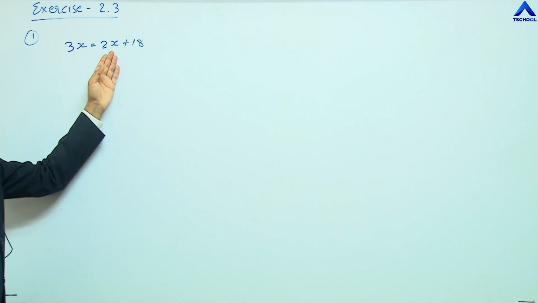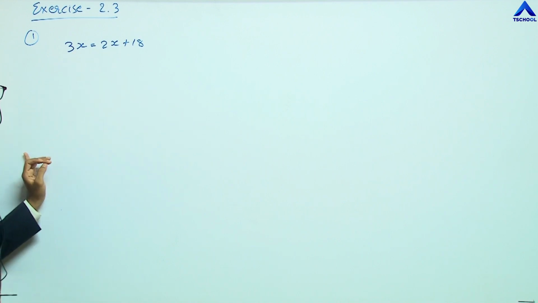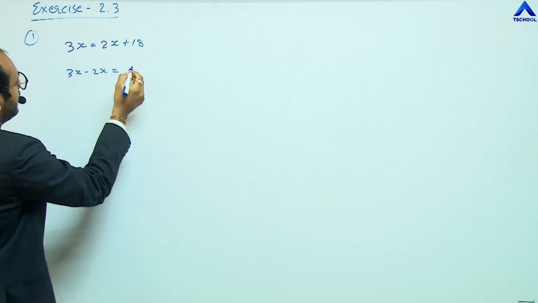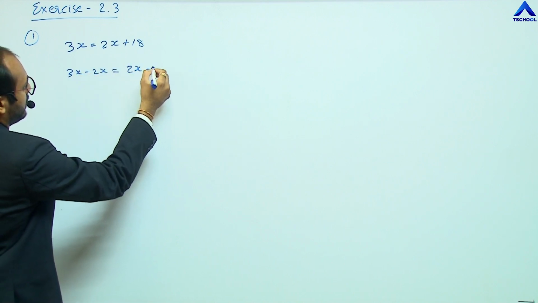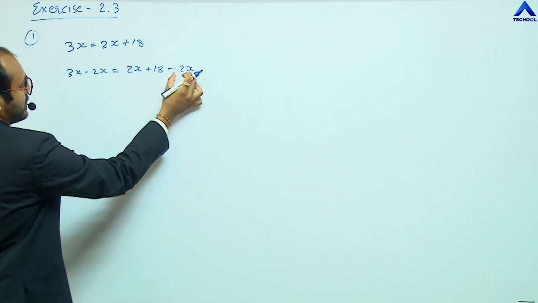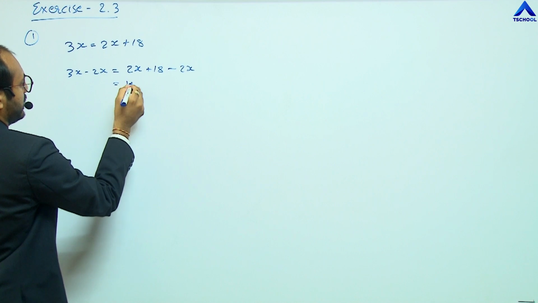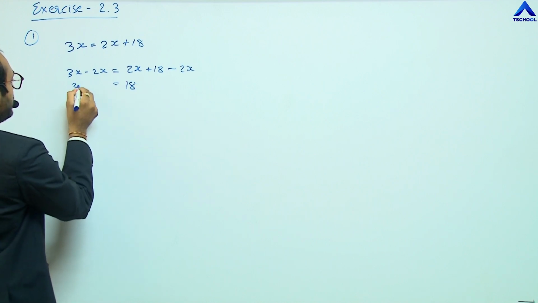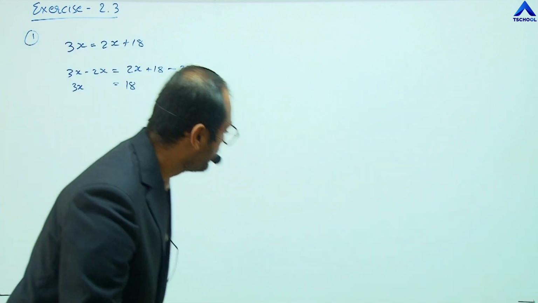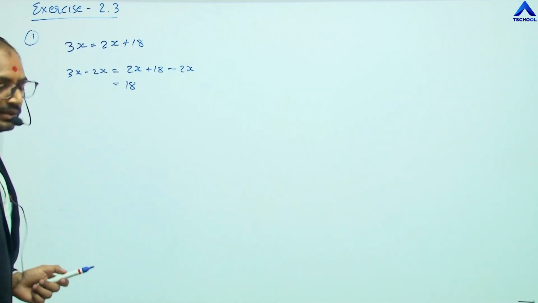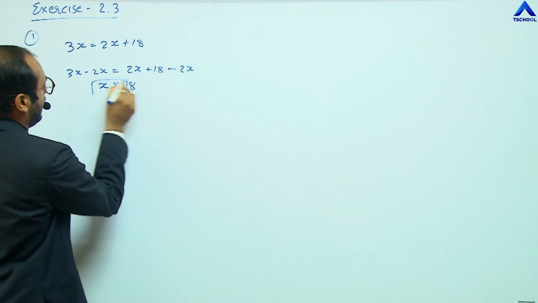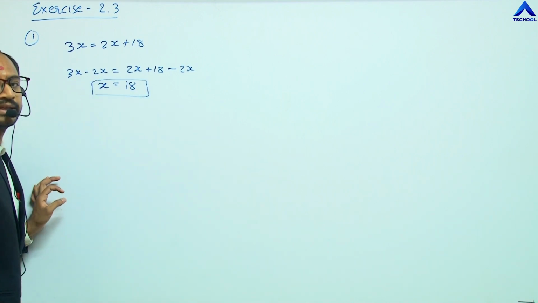How can we remove this 2x? By taking subtraction of 2x on both sides. Here 2x plus 18 minus 2x, plus 2x minus 2x results 0. And here 3x minus 2x gives x alone on one side. So what we get? 3x minus 2x is x, and the answer is 18.